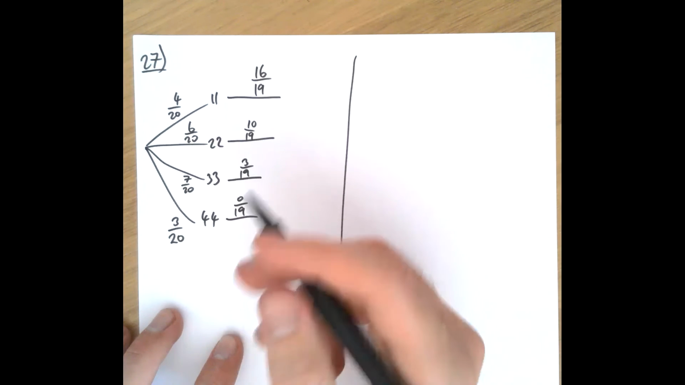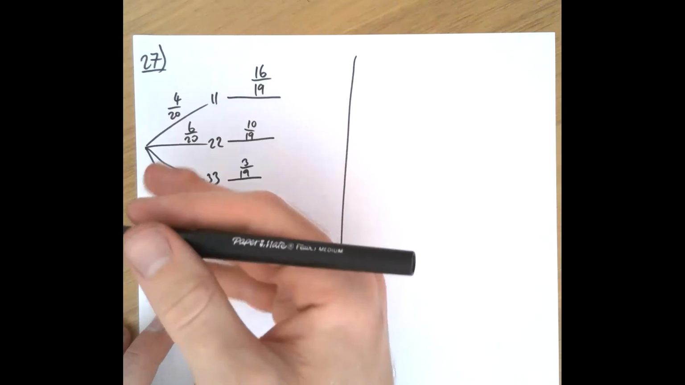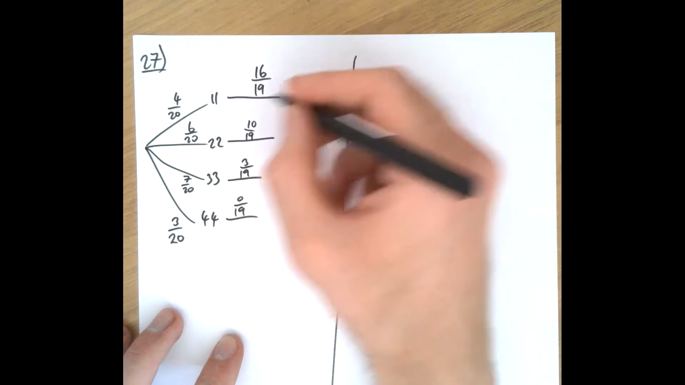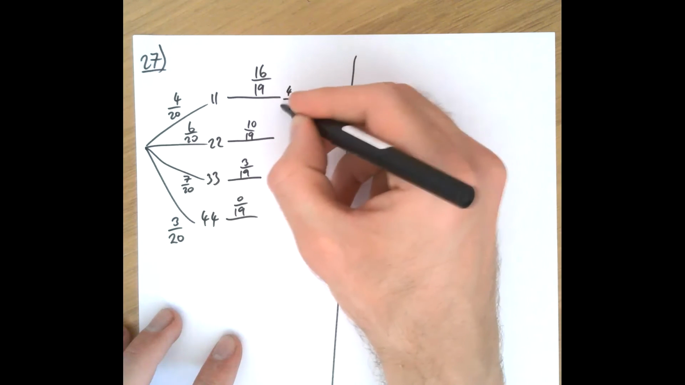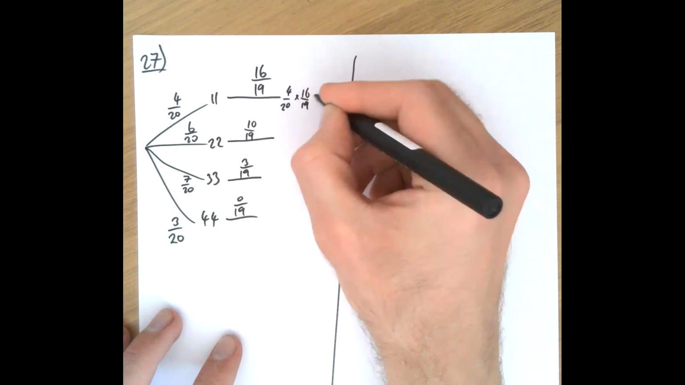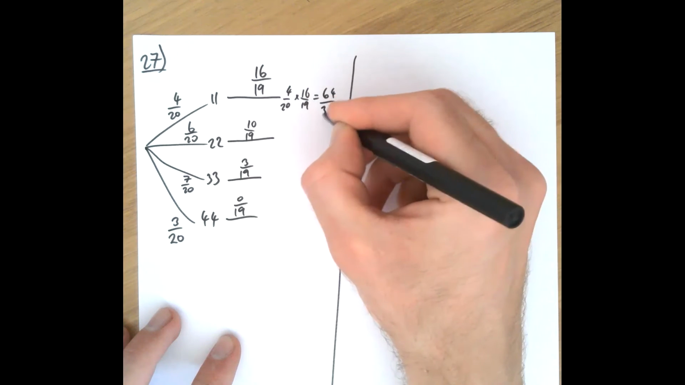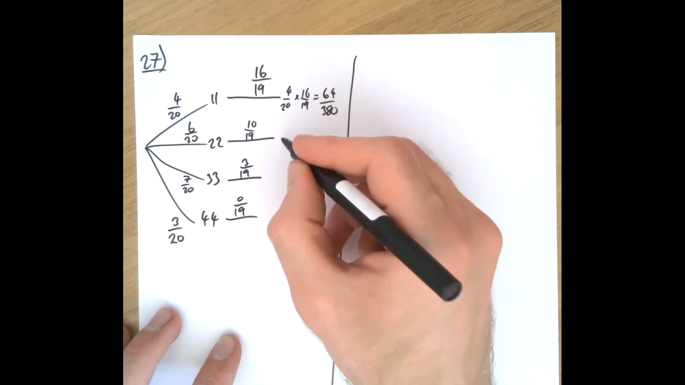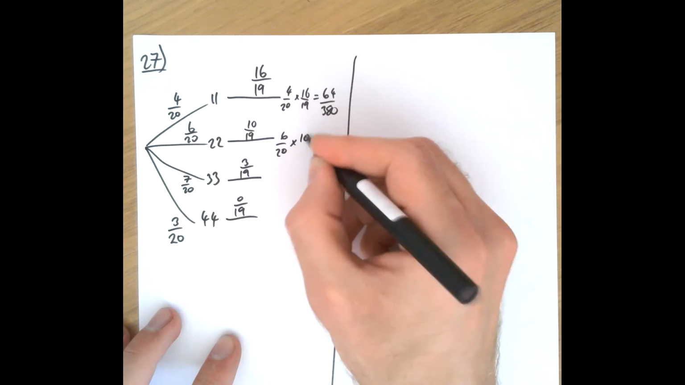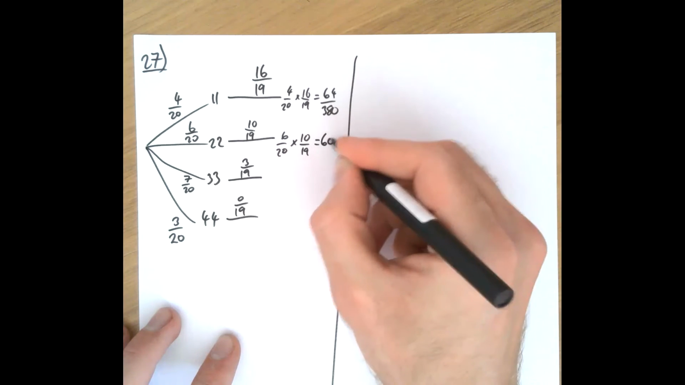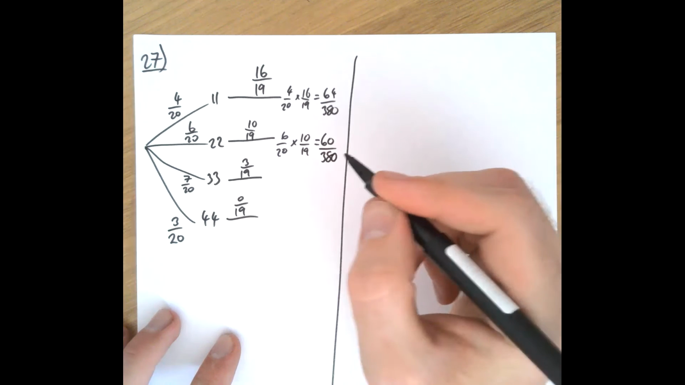Now, with tree diagrams, if you go along the branches, you multiply them. So the probability here is going to be 4 out of 20 times 16 over 19, which is 64 over 380. This one is going to be 6 over 20 times 10 over 19, so that's going to be 60 over 380.